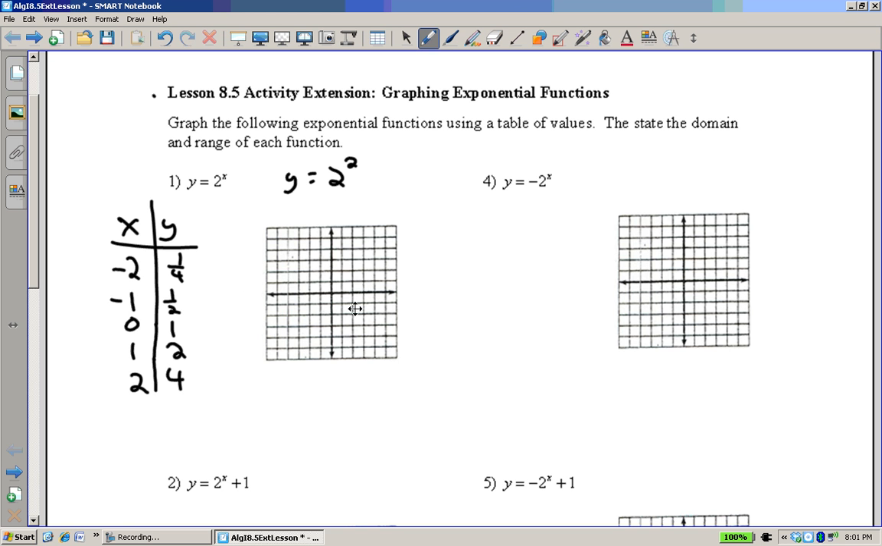And now we want to graph these on the coordinate plane, the Cartesian plane, if you will. -2, 1/4. -1, 1/2. 0, 1. 1, 2. 2, 4. And we're going to get as close as we can.